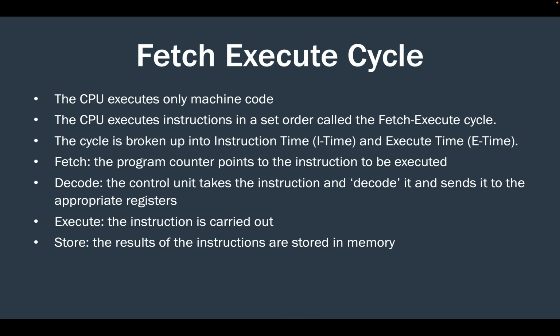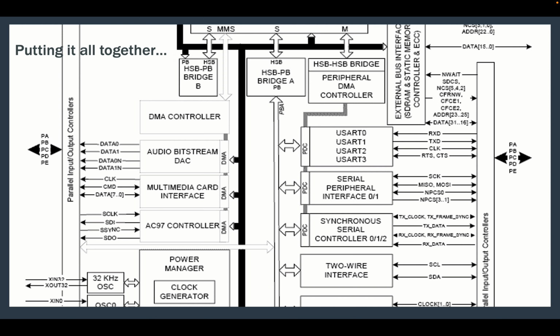So we fetch the program. We've got a counter that points to the instruction to be executed. We decode that. The control unit takes the instruction, decodes it, sends it to the appropriate registers. The ALU executes those instructions, and then they store the results into memory.